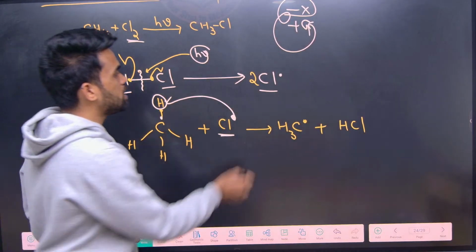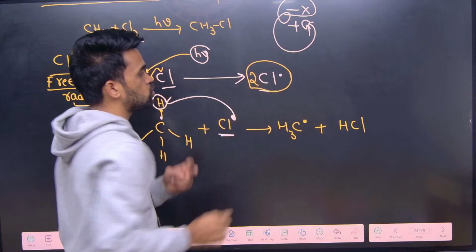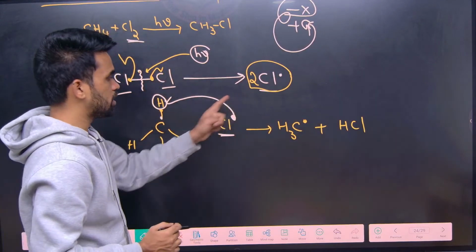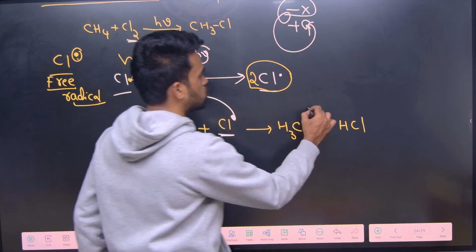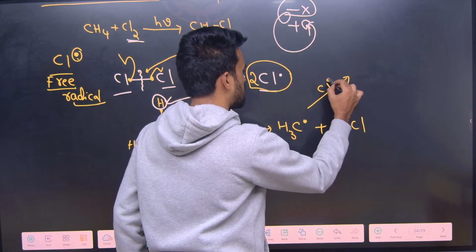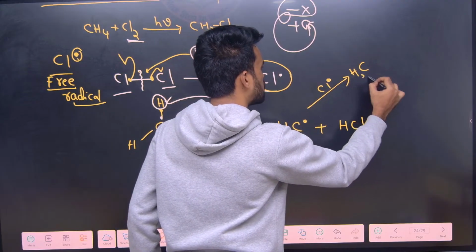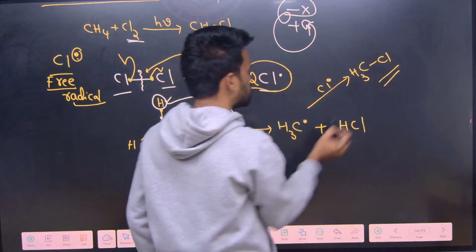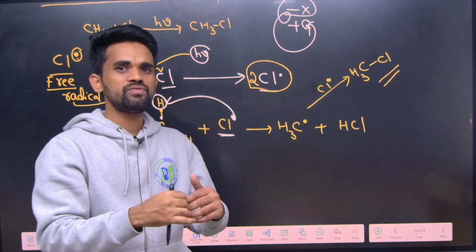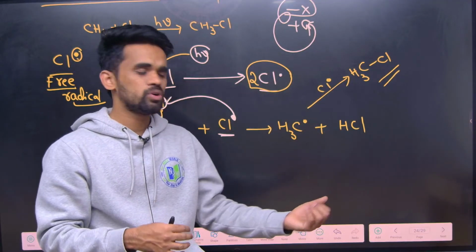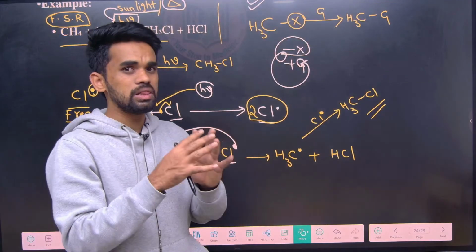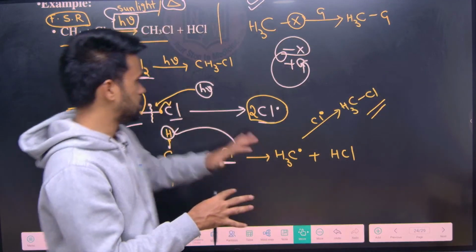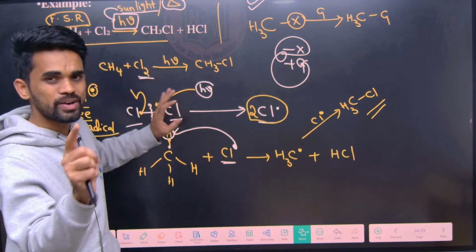How many chlorine radicals did we get initially? 2 chlorine radicals. 1 chlorine radical reacted here. So one more chlorine radical may have a chance to react with this methyl radical, and we may get a product something like this. Otherwise the methyl radicals will react with themselves, and we will get an ethane compound. All these combinations are there, but we do not want all those deeper concepts now. Whatever is required, I hope it is clear.